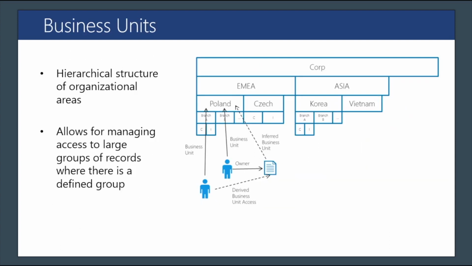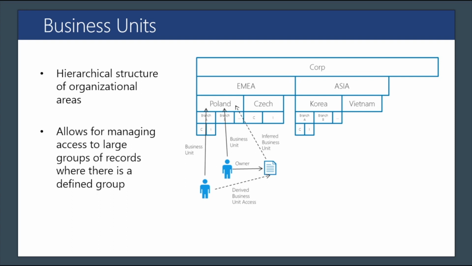All right, skipped ahead a slide there. Okay, so here's another example of a business unit hierarchy. So here we have corporate, which is our root business unit, our organization base. And then within there, we have EMEA and Asia. Within EMEA, we've got Poland, Czech, and then we've got branches below that.